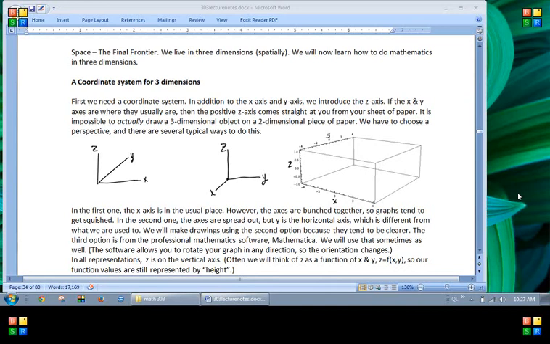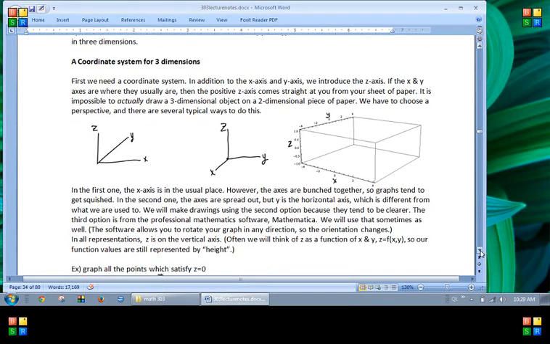So one comment is that in all these representations, you're going to see z on the vertical axis. Now the reason for this is that many times we're going to think of z as our function. So z is a function of x and y. So our function values are still represented by quote-unquote height. So now let's get a little used to using the x, y, z axes and 3-dimensional graphs.